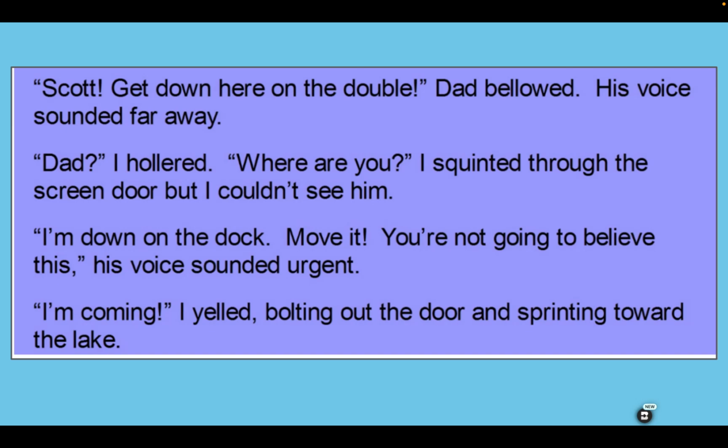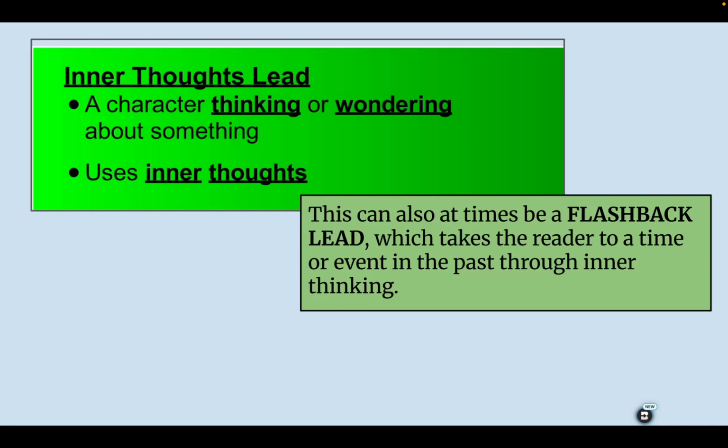So thinking about action and dialogue, what kind of mood does that set? An inner thinking or a flashback lead, which gives insight into the character. It takes the reader to a time or event in the past, or it just lets you know what the character is concerned with.